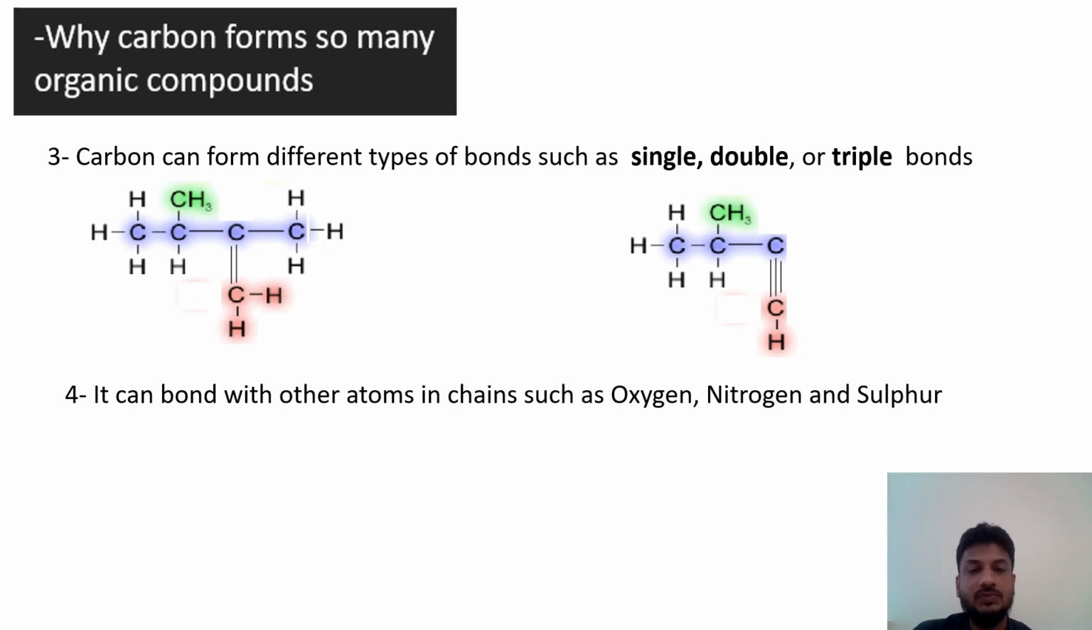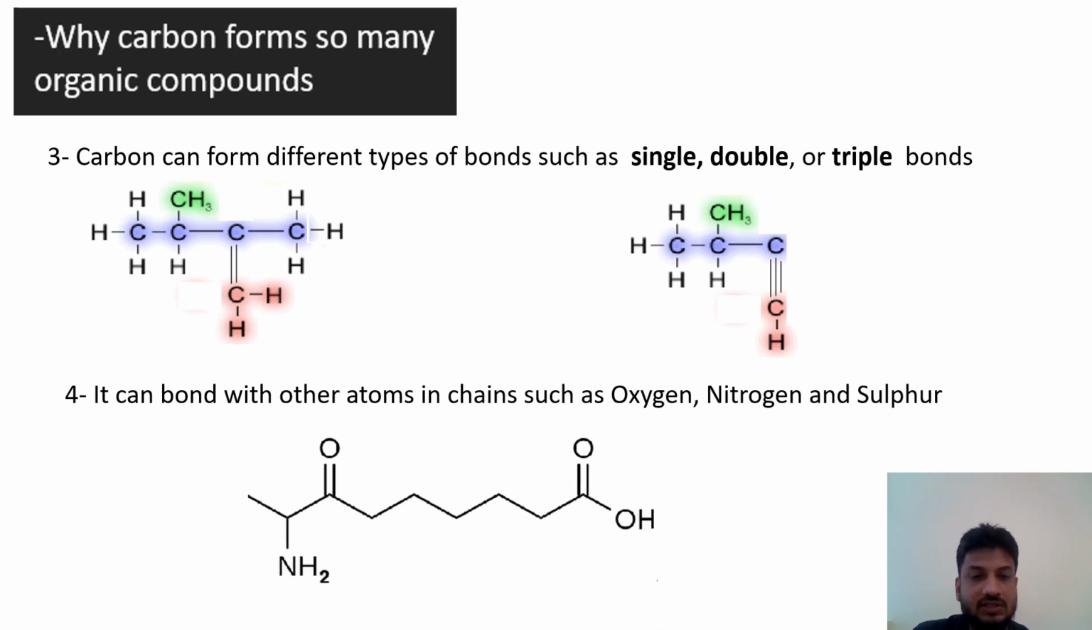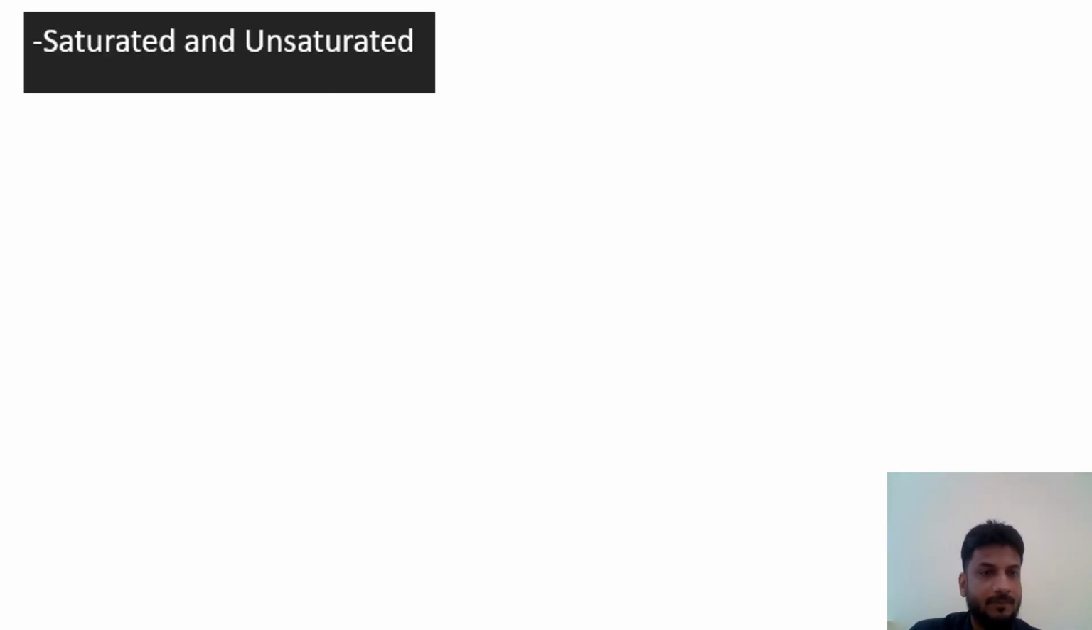Also, the fourth reason is it can bond with other atoms such as oxygen, nitrogen and sulfur. Let's take an example of this compound here. It's like an amide, and you can see each dot or point here is a carbon. This C is bonded to oxygen and this C is bonded to nitrogen. So that's the reason why carbon forms different functional groups and hence many organic compounds, guys.